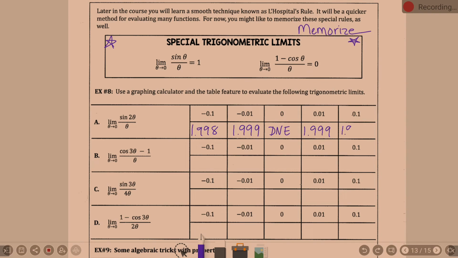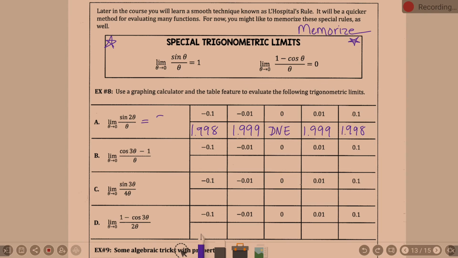So 1.998, 1.999, D and E, 1.999, 1.998. Based on the table, the limit as theta approaches 0 of sine of 2 theta over theta. There's an asymptote or something at 0, but it doesn't matter that it doesn't exist at the point. The limit is as we approach. So as we approach that point, what do we notice about both sides? Coming very close to 2. So this is equal to 2.